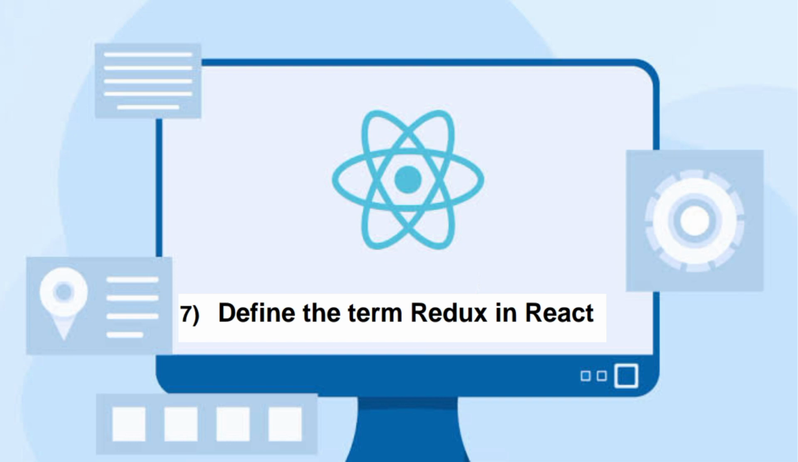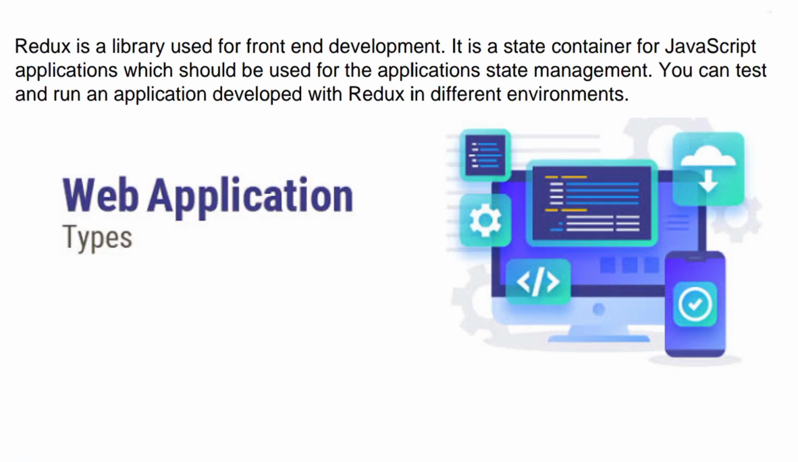Next question is, define the term Redux in React. Redux is a library used for front-end development. It is a state container for JavaScript applications which should be used for application state management. You can test and run an application developed with Redux in different environments.